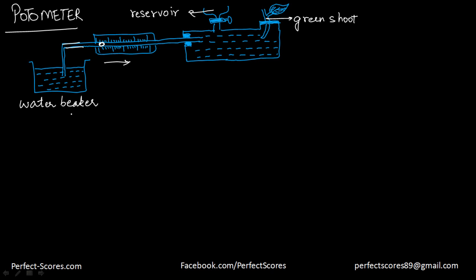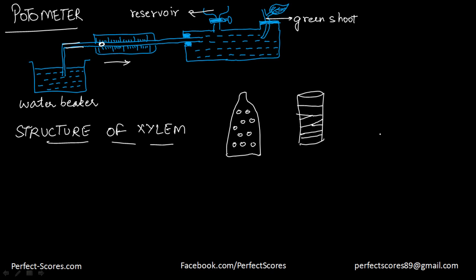Now the next important thing that you need to know is how water actually goes through the xylem. For that we need to know the structure of xylem vascular tissue. So that is the next topic, the structure of xylem. These are the two kinds of tissue or two kinds of cells that are present within xylem. These are known as tracheids.